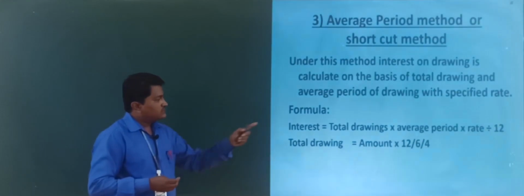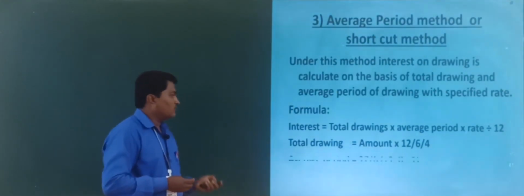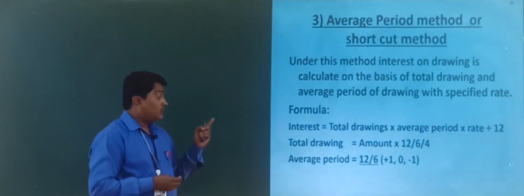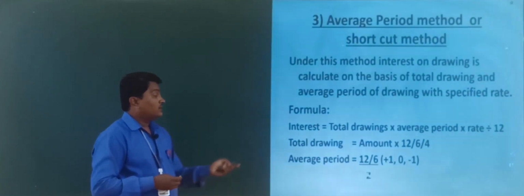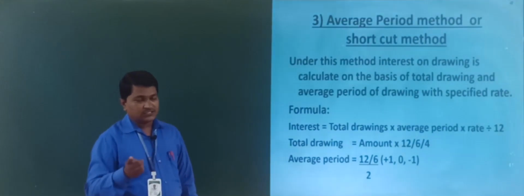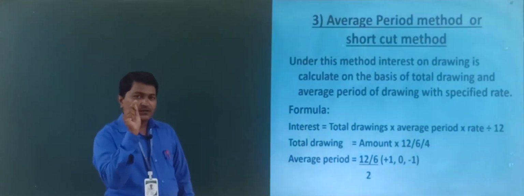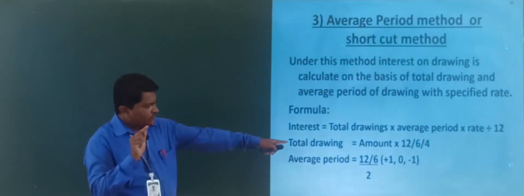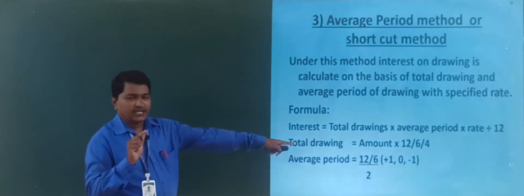So now the question is average period. How to calculate average period? Again, for the average period I have given here 12 or 6. For these two numbers we need to do one function, which I have given in the bracket.